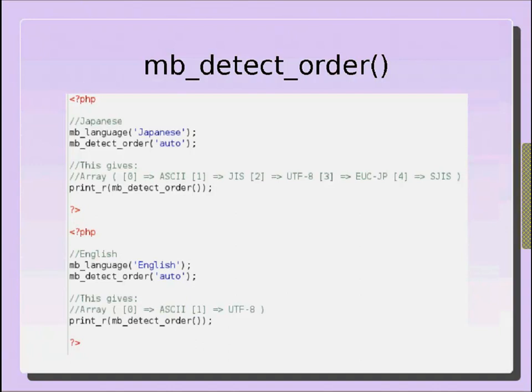If we look at the second half here, if I set the language to English, which is another valid setting, and then again the detect order to automatic, it's just giving ASCII and UTF-8. So in the previous slide, if I hadn't set Japanese, if I'd set English, the character encoding detection wouldn't have worked, simply because the encodings in question weren't in the list. So this detect order list becomes quite important.